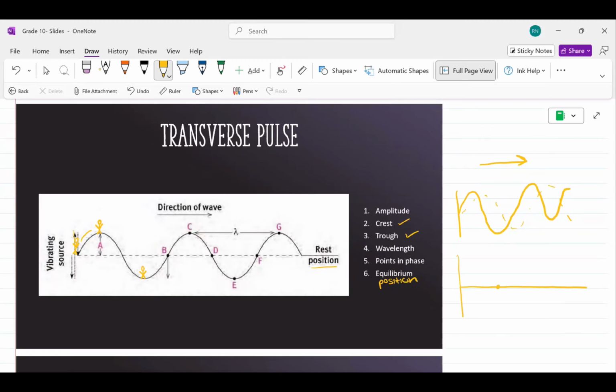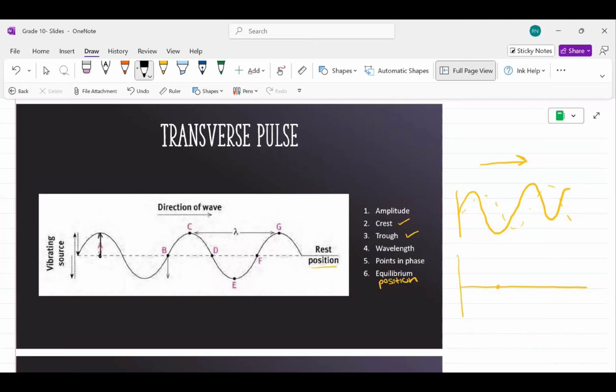Now, our amplitude is basically the distance from the middle of the rest position, in this case labeled A, to the top of the crest, right there. Okay, and so that is what we would look at as our amplitude.